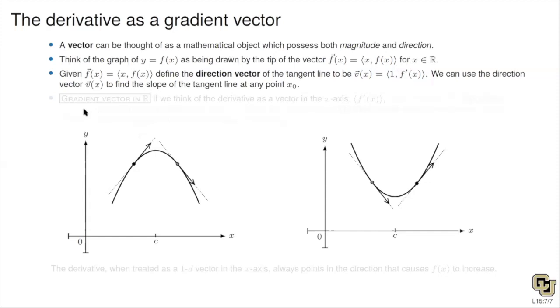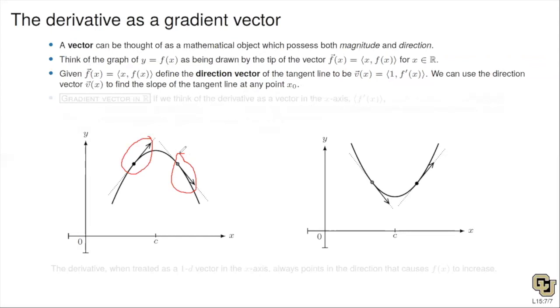Now this is the part I wanted to talk about. The derivative actually has another life. We think of the derivative as telling us about the slope of the tangent line, right? We use the derivative to tell us if the function is increasing or decreasing, if the slope is positive or negative.